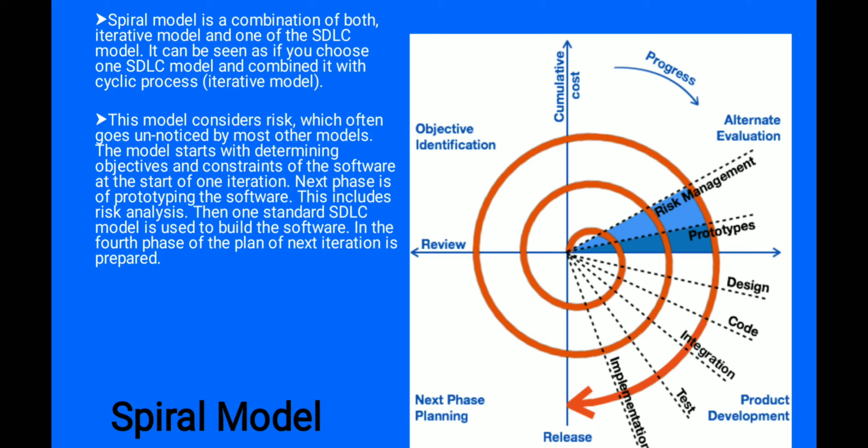After that we get the result. As it goes through the stages, the circle will cover all the phases of cumulative cost, alternative evaluation, product development, next phase planning, and objective identification.